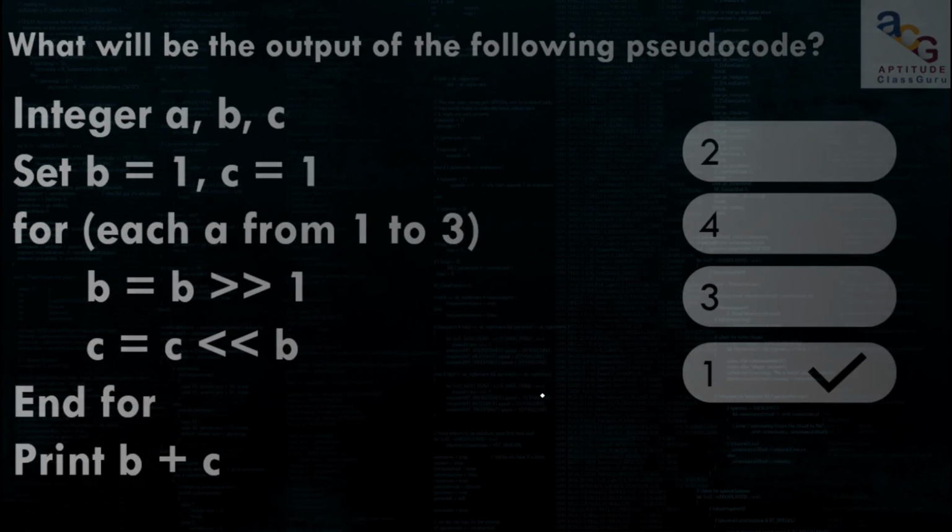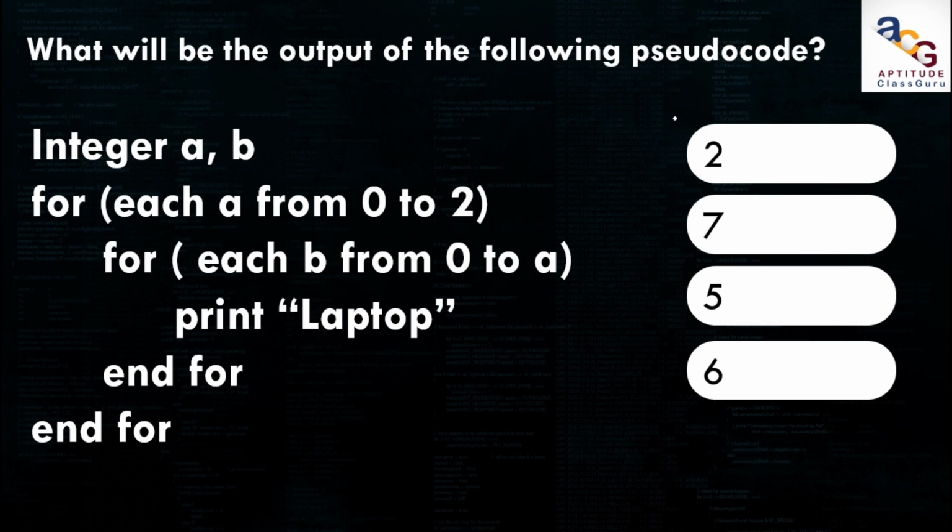Let's look at the next problem. What will be the output of the following pseudocode? Integer A comma B. For each A from 0 to 2, for each B from 0 to A, print laptop and for. Okay. So how many times will the loop run? How many times the laptop will be printed is the main agenda of our code.